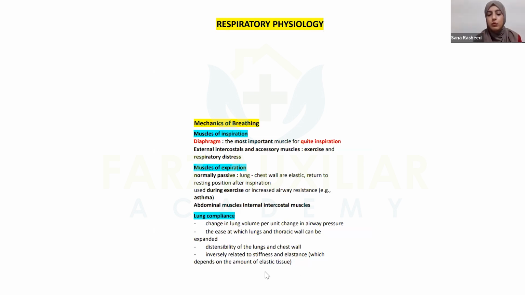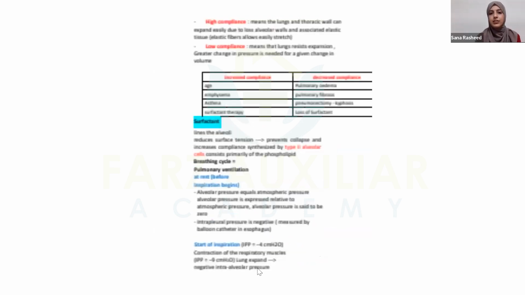Moving on to the next concept, which is lung compliance. So what is lung compliance? It's basically the change in the volume of lung per unit change in air pressure: the ease with which the lungs and thoracic wall can be expanded, or the distensibility of the lungs and chest wall. The more compliant the lung is, the easier it is to inflate and breathe. Lung compliance is inversely related to stiffness and elastance. If the lung gets stiff, the compliance is going to go low.